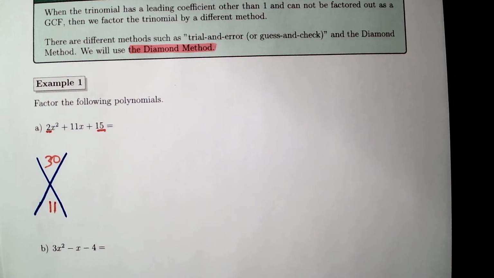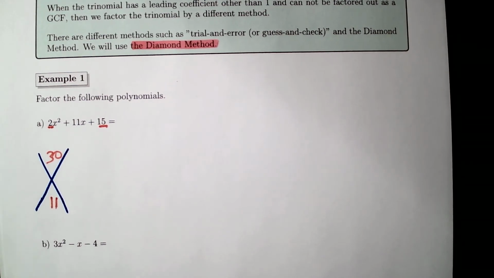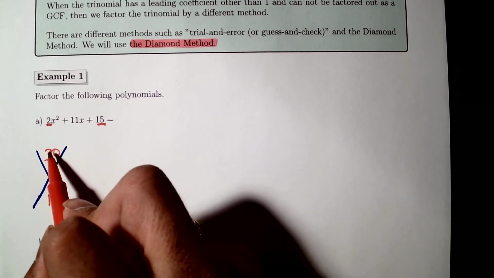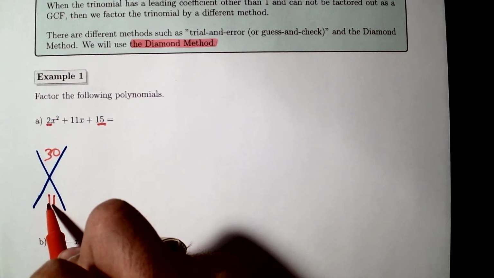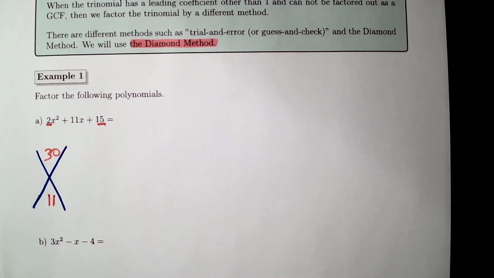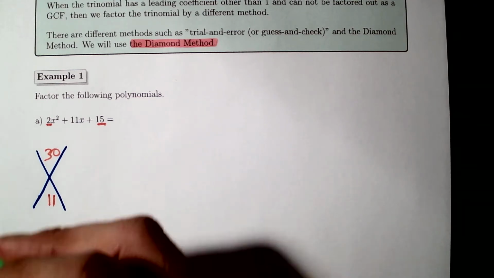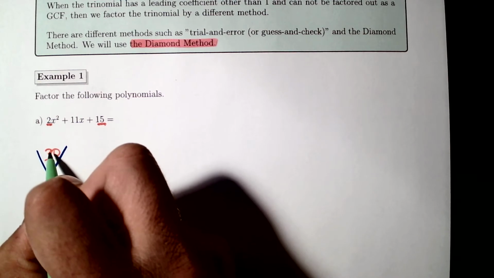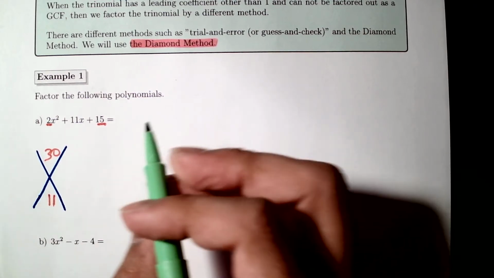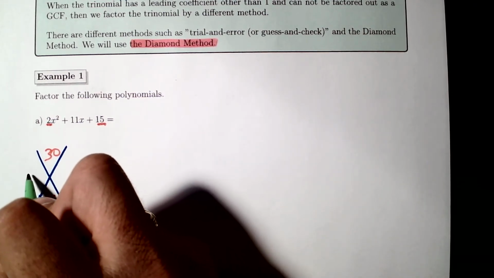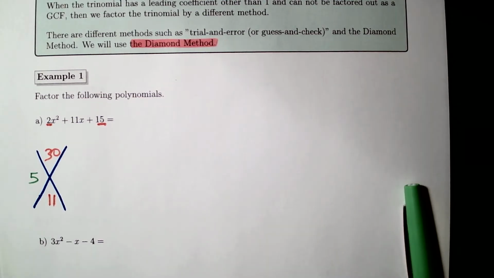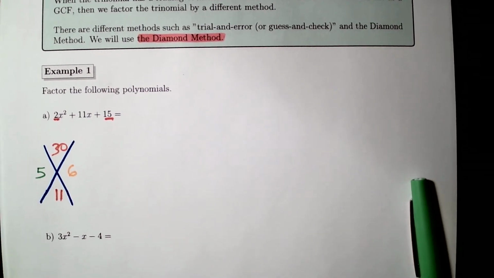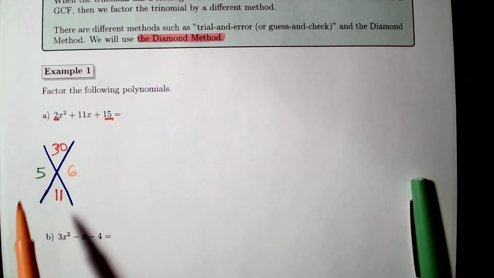Alright, so just like the double bubble method, I'm going to find factors of 30 that add up to 11. If I try to think of two numbers whose product is 30 and add up to 11, one of them is 5 and the other one is 6. Okay, but what are we going to do with those two numbers?